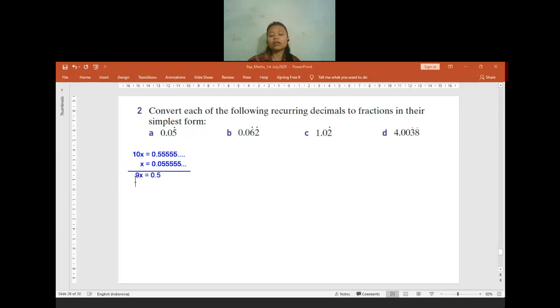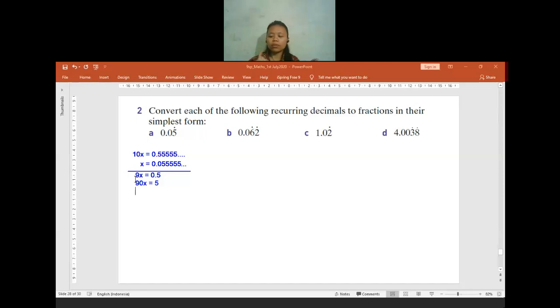10 to cancel out the decimal. So we get 90x equals 5. Is anyone confused if I write 90x equals 5? There is a decimal 0.5. To cancel out the decimal, the only thing I can do is multiply by 10, right? 0.5 times 10 equals 5. Agree?